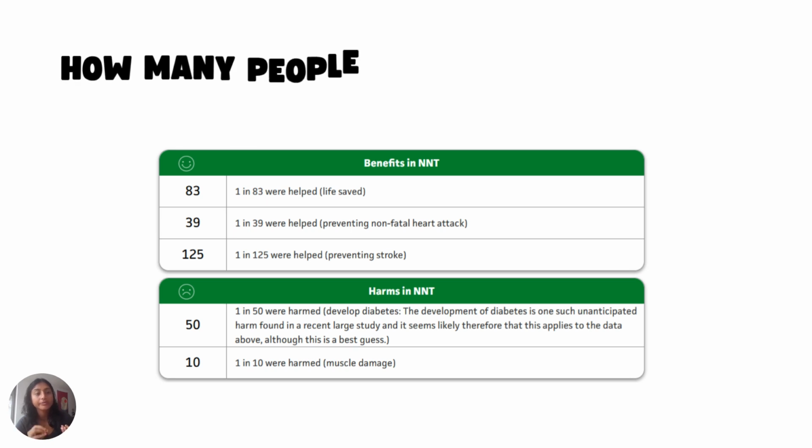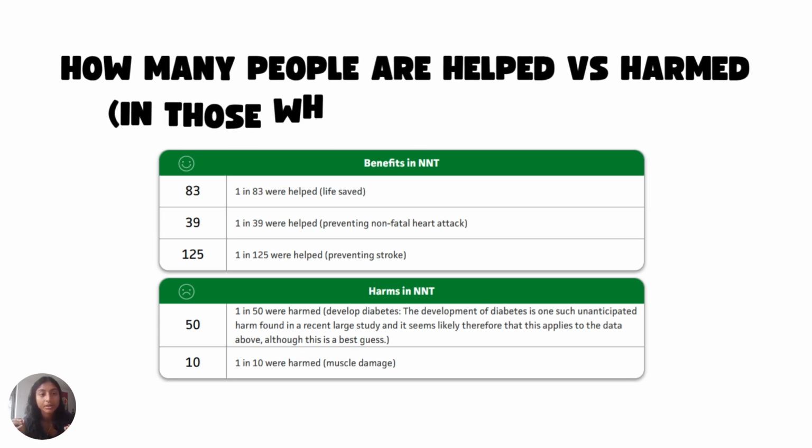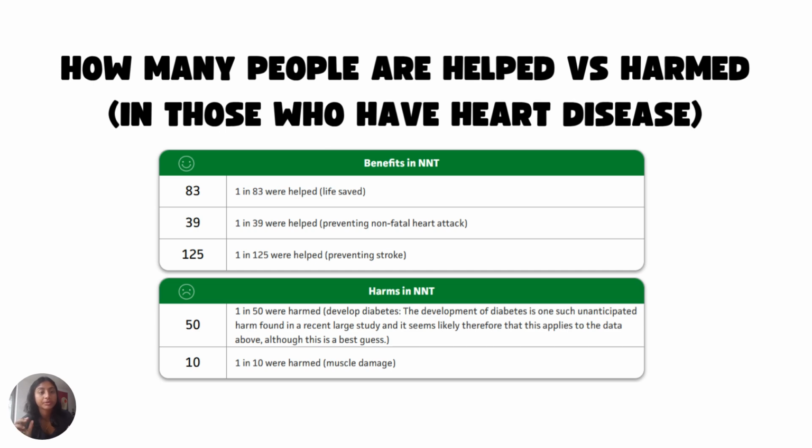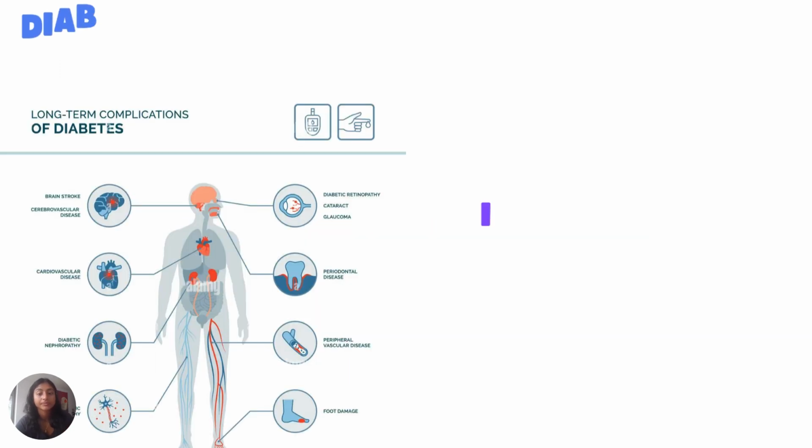Now, if someone's had a heart attack, I need to give this drug to 39 people in order to prevent a further heart attack. So there is some benefit there if someone's already had a heart attack and if they've had dyslipidemia, which is low HDL, which most people who have a heart attack will have. But if you see, 1 in 50 still develop diabetes. So still, I don't think this is such a big benefit.